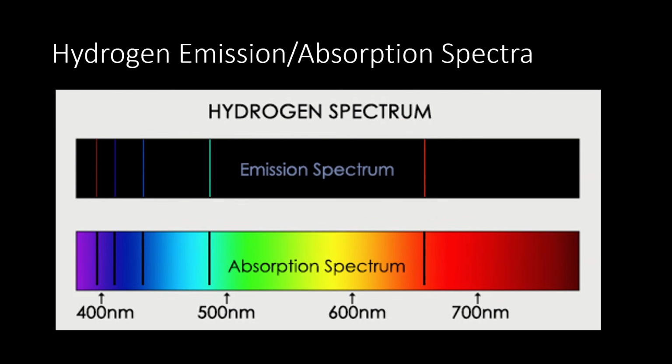Now we're going to look at the hydrogen emission or the hydrogen absorption spectra, two different types of spectra. The hydrogen emission spectra would look like this, where essentially there are certain regions of light where hydrogen is emitting light because it had extra energy, and it's now releasing that extra energy at very specific points.